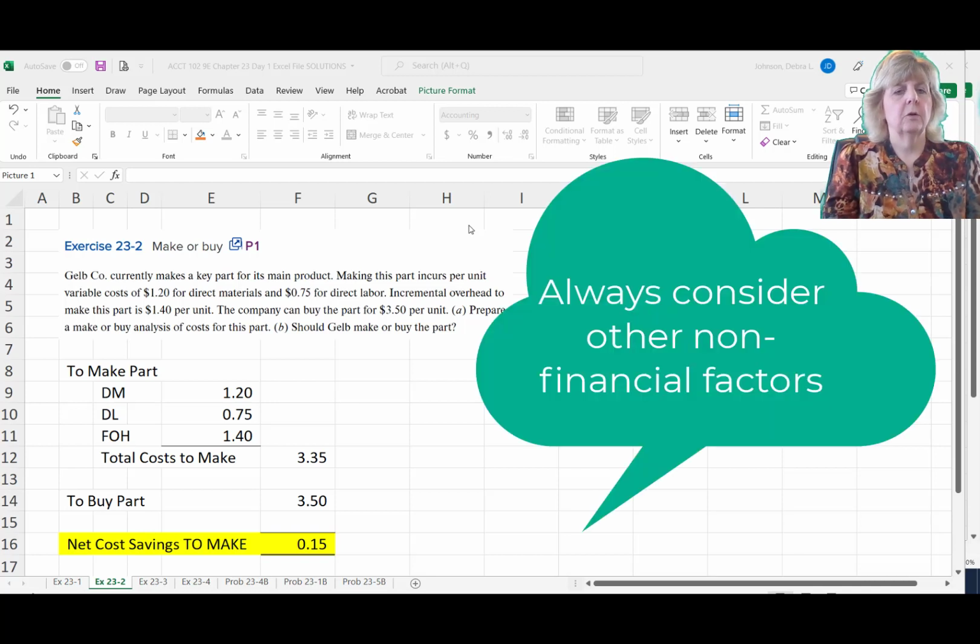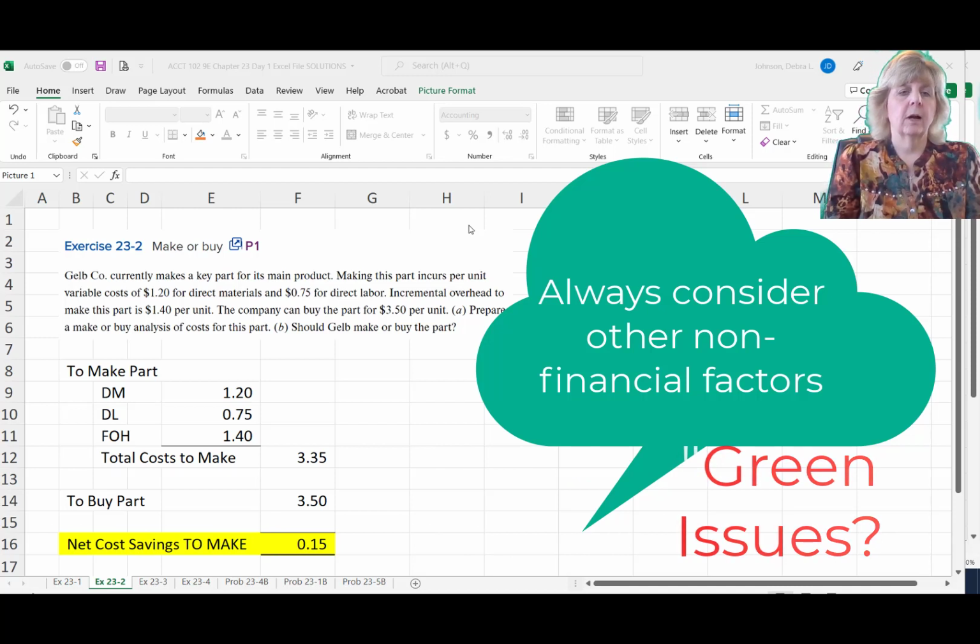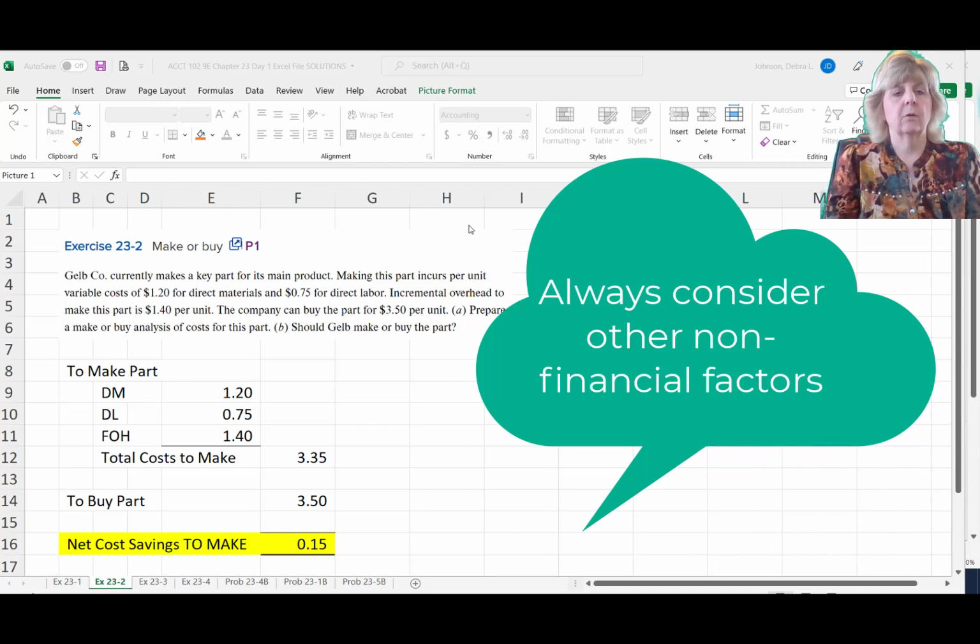Again, you've heard me tell you my business failure stories. Other non-financial factors should be considered. For example, will the quality be up to par? When you make it in-house, will there be proper quality controls? Other things to consider. If you make it, are you polluting the environment? There's so-called green factors that should be considered. Do you have the expertise to run whatever machines it is in-house?